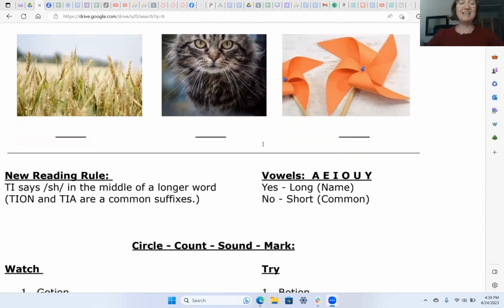All right, so TI. How do I want to set this up? Does anybody already know what TI says? It doesn't say T in the middle of a word. It does at the beginning, but not in the middle. In the chat if you already know.